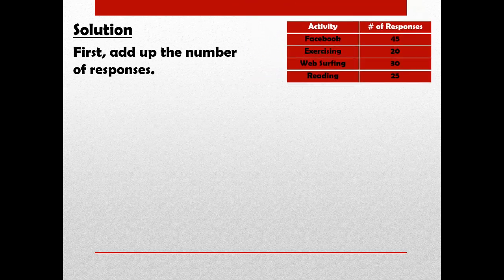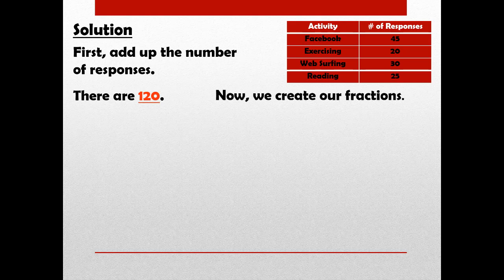So we need to add up the total number of responses. 45 and 20 is 65, plus 30 is 95, plus 25 is 120. We knew there were 120 because we were told that in the original problem, but it's always a good idea to double check. Now we're ready to create our fractions. So we'll start with Facebook. Remember how we created the fraction? We said it's the number of data values in the category in the numerator and the total number of data values in the denominator. So for Facebook, that's going to be 45 over 120.